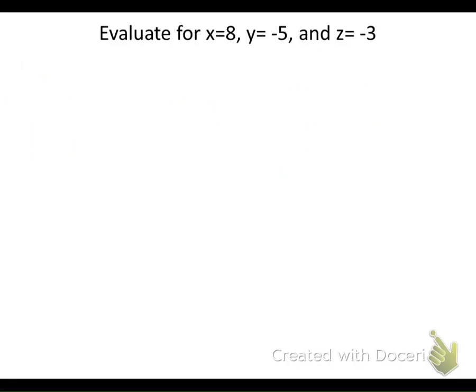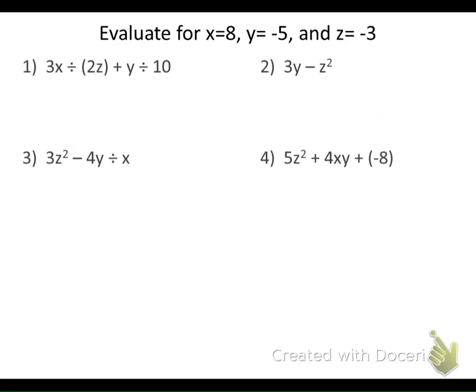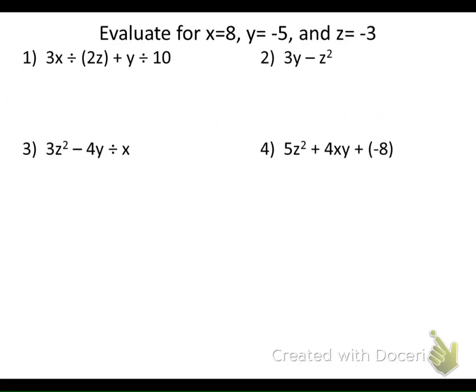So I'm going to have you go ahead and write this down. X equals 8, y equals negative 5, and z equals negative 3. All right, we're not going to do all of them. Let's just focus our attention on a couple. Let's do number 2, and let's do number 4.